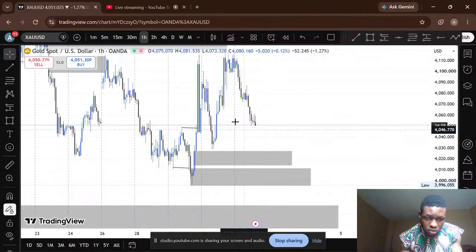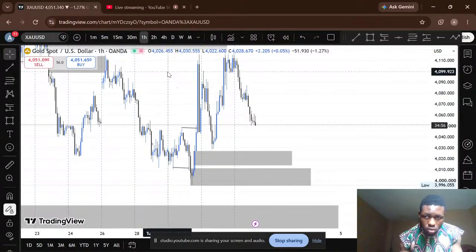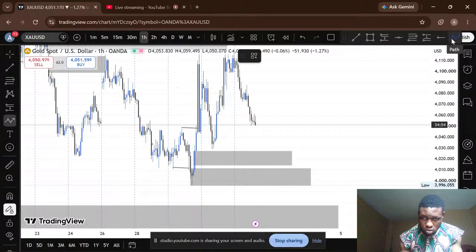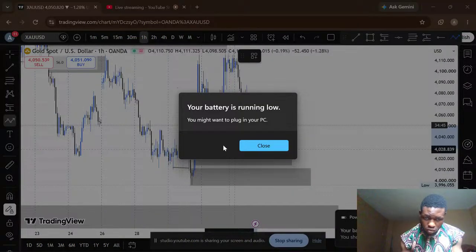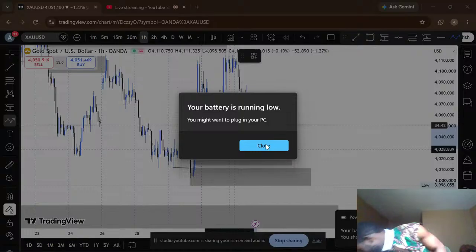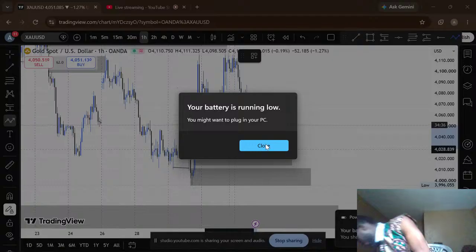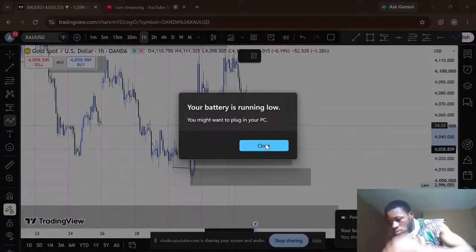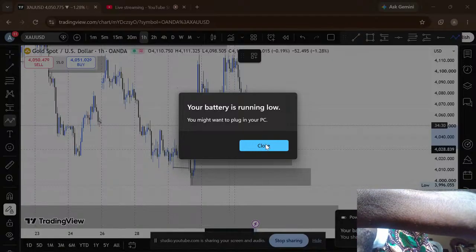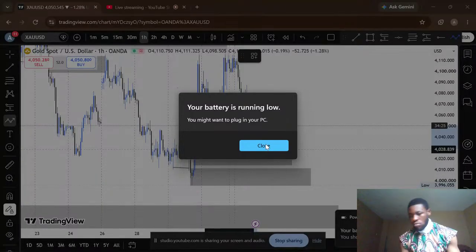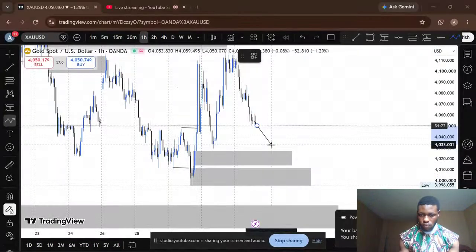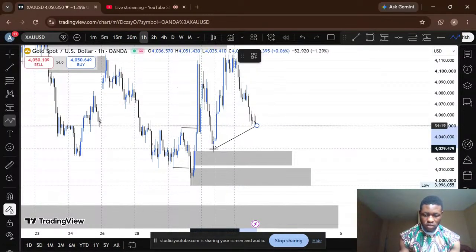So what we want to see is this price. We want to see price come here and clear this previous low. Excuse me. So we want to see price clear this previous low.